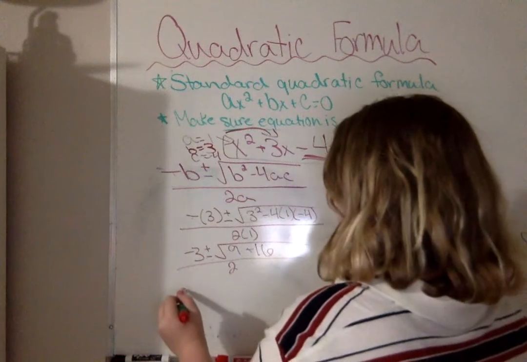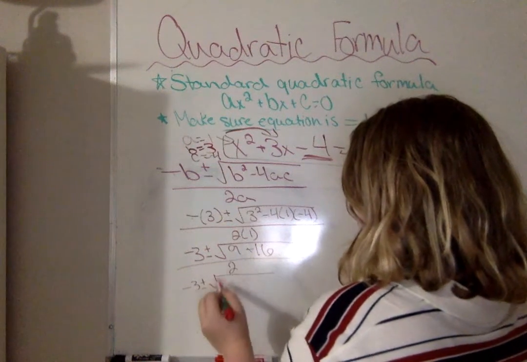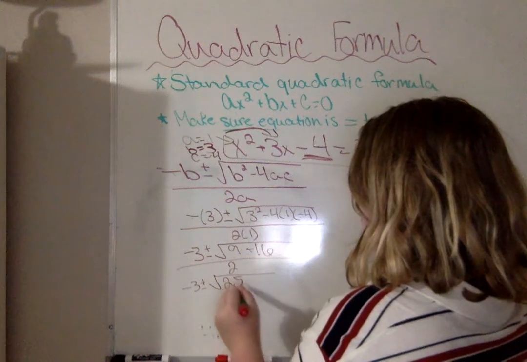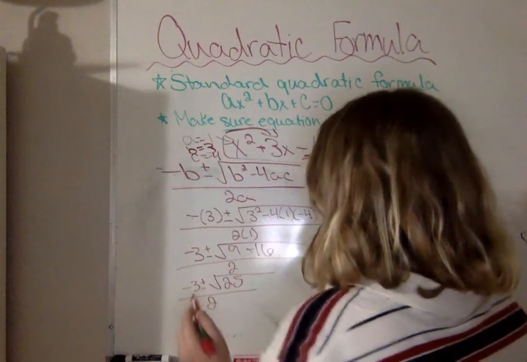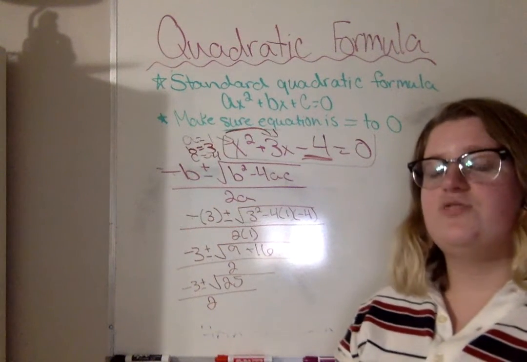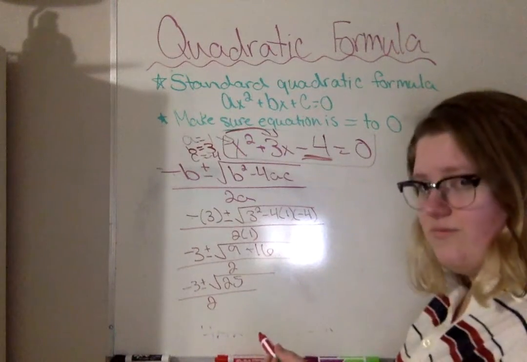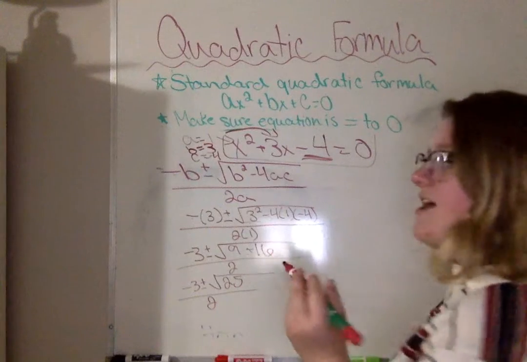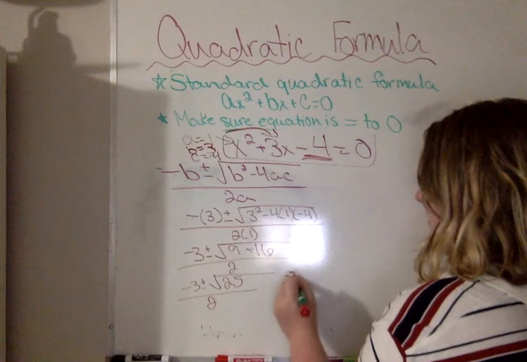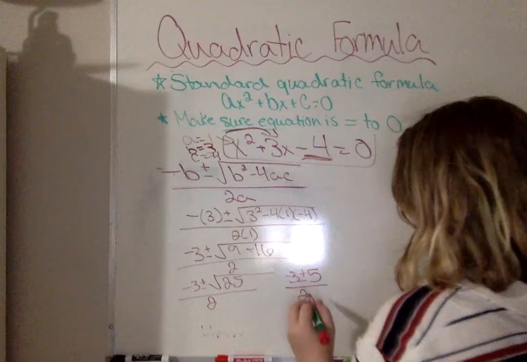Then we will go -3 plus or minus the square root of 9 plus 16, which everyone should know is 25, over 2. Now, in all your other math classes, you should have learned how to do the square root. So, you already know that the square root of 25 is going to be 5. So, it's going to be -3 plus or minus 5 over 2.